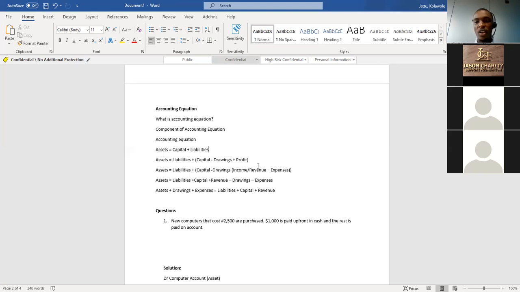So in order not to cause any form of confusion, you could make the two sides positive, that is the asset side and the liabilities plus capital side. To do that, your assets will now become assets plus drawings plus expenses, which will give you liabilities plus capital plus revenue. This is even the last formula that you need to know. If you know that, then you are good to go when it comes to the accounting equation. That is, assets plus drawings plus expenses equals liabilities plus capital plus revenue.